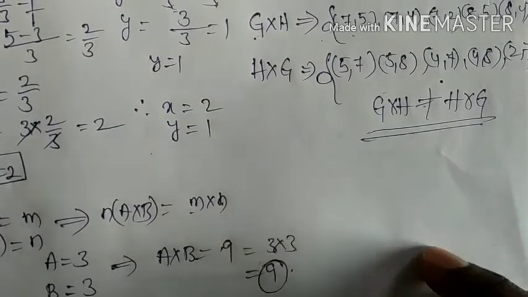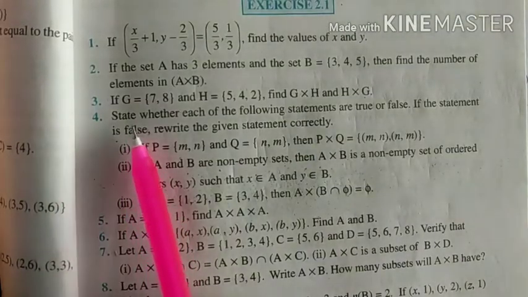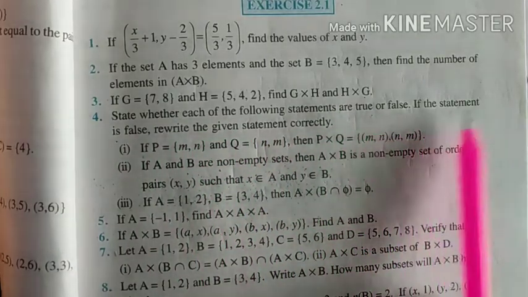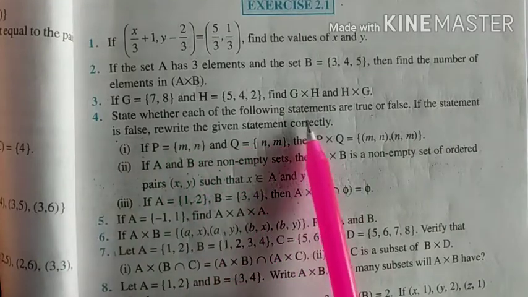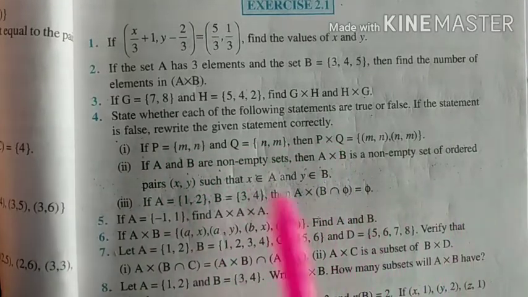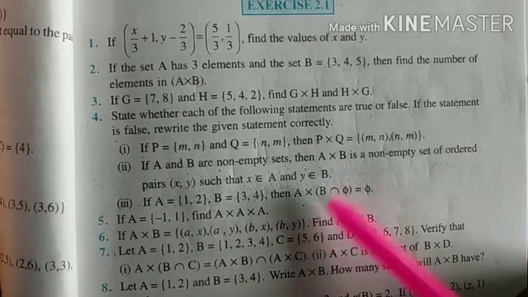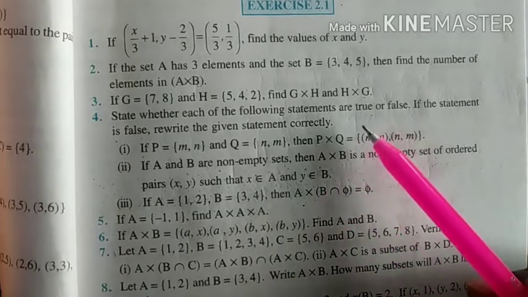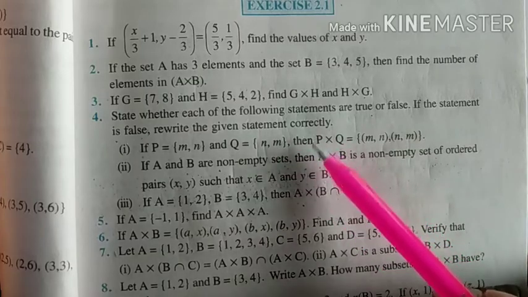Okay, now let's see the fourth problem. State whether each of the following statements is true or false. If the statement is false, rewrite the given statement correctly. So here in this problem some statements are given. Based on these statements, we have to decide whether the statement is true or false. If it is false, then we should write the correct statement.